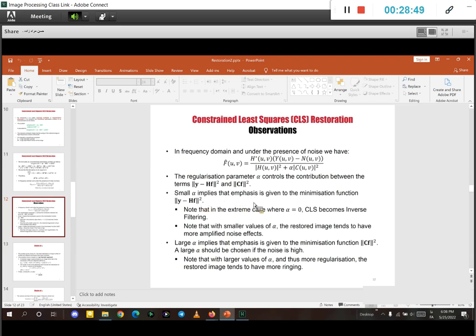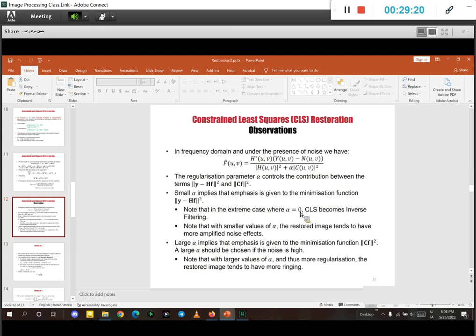A small alpha implies that emphasis is given to the minimization function of this item. If alpha is small, this term is 0 and this one is highlighted. If alpha is large, this is 0 and the other is highlighted. A small alpha implies that emphasis is given to the minimization function of ||Y − HF||².